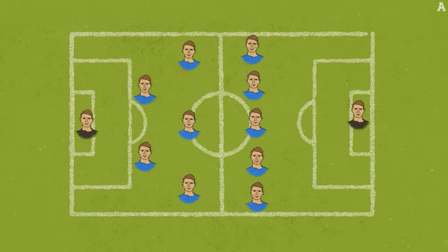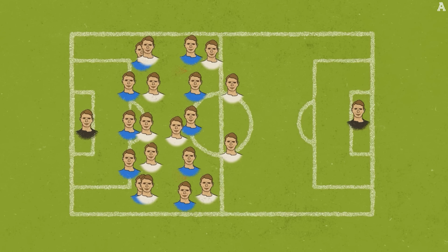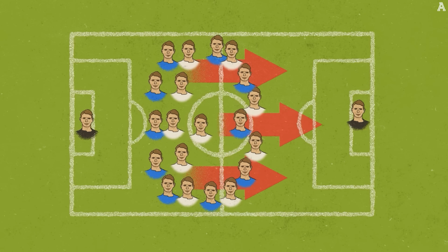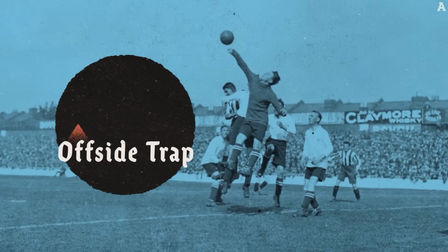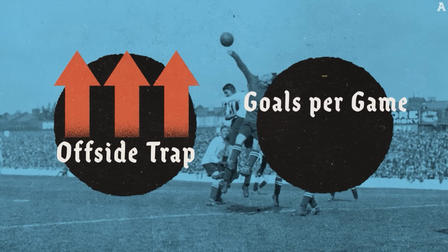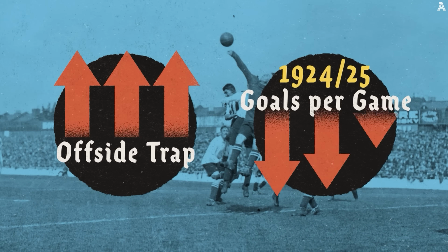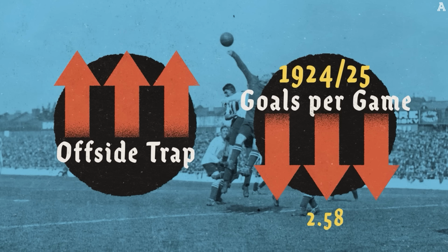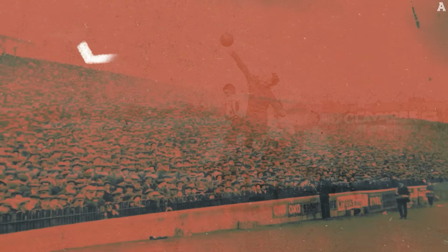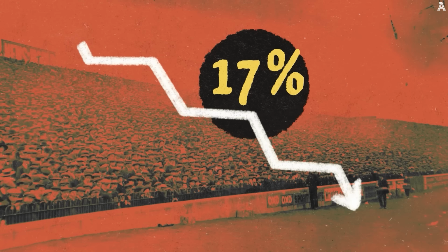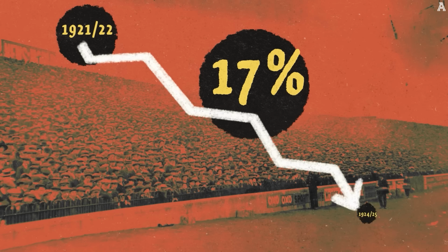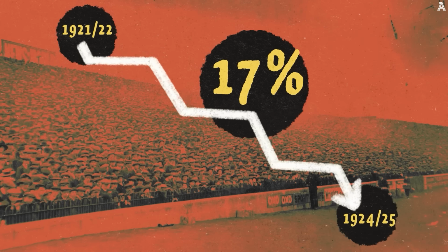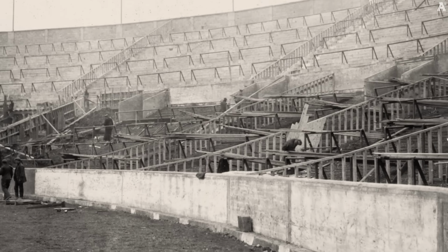Chapman's offence had been to play his centre-half deep, looking to hit Preston on the break. And as the offside trap became increasingly common, goals per game in 1924-25 dropped to an unthinkable low for the time of 2.58. Crowds declined, dropping 17% between 1921-22 and 1924-25. Now that was in part down to a declining economy, but also a sense that football was becoming less fun.